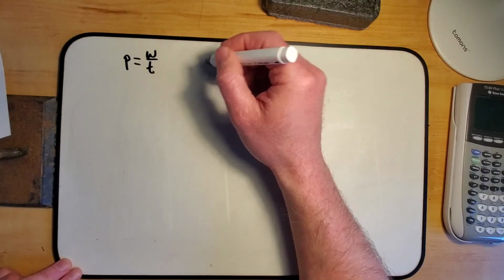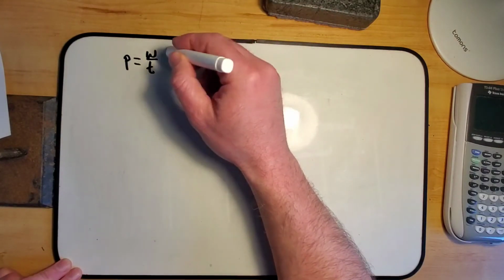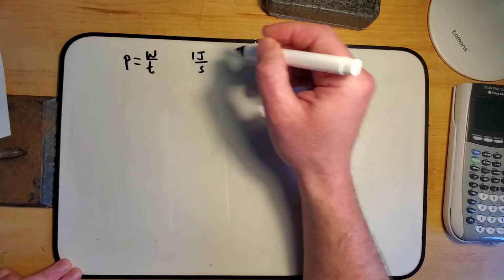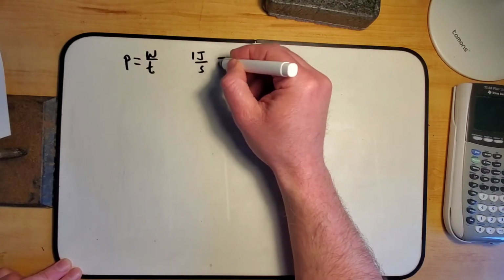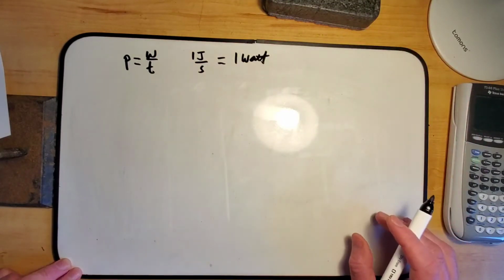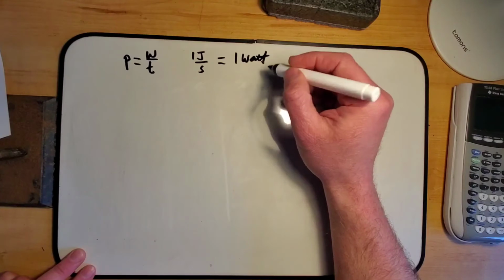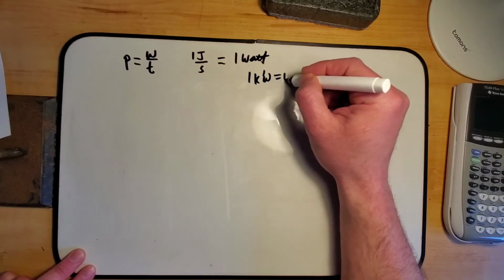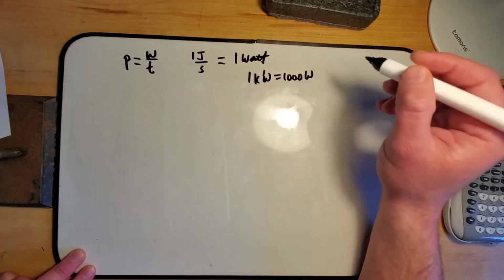And so the units of power: work is measured in joules, time is in seconds. 1 joule per second is equal to 1 watt. That's the unit of power. Now, it's a small unit, so we usually use kilowatts. And 1 kilowatt is nothing else than 1,000 watts.